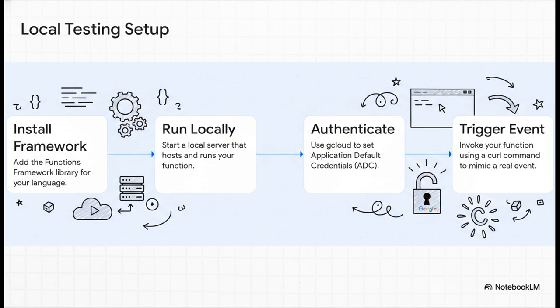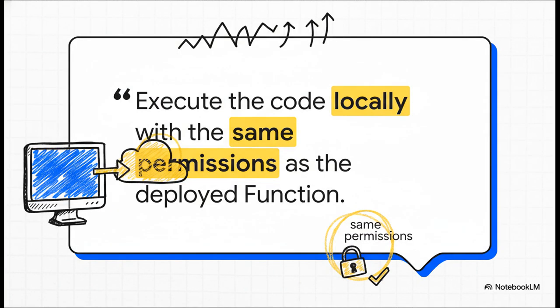From there, you can trigger your function with a simple command and test your changes in seconds, not minutes. And this quote just brilliantly illustrates the real power of testing this way. By authenticating and impersonating the exact same service account your function will use in the cloud, you can test your code with the exact same permissions. That means no more nasty surprises where your code works perfectly on your machine, but then fails in the cloud because of some permissions issue you didn't see coming.